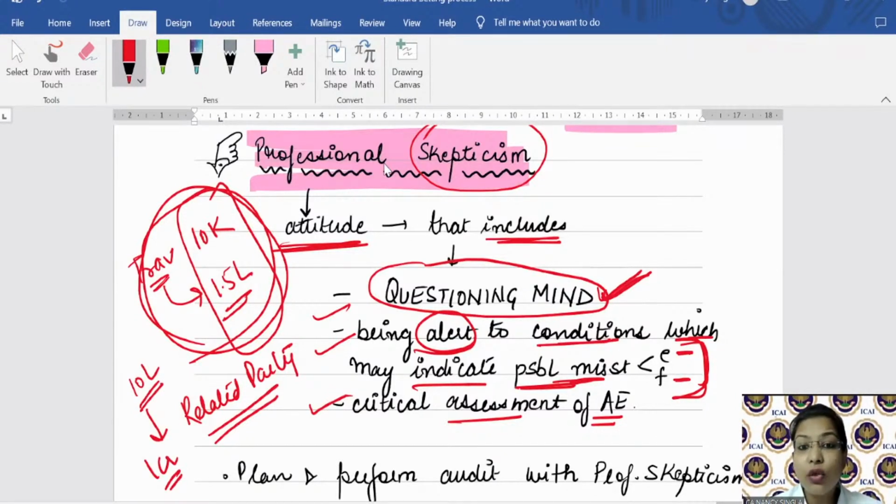So I'm alert to the condition now which may indicate possible misstatement whether due to error or fraud and critical assessment of audit evidence. When audit evidence is received, I don't just keep it in the file. I am critically assessing it, right. I am actually inspecting it. I am asking a number of questions to the management, to the client organization, that tell me brother, why is this so. Okay. So this is what professional skepticism is. We will discuss in more detail now.